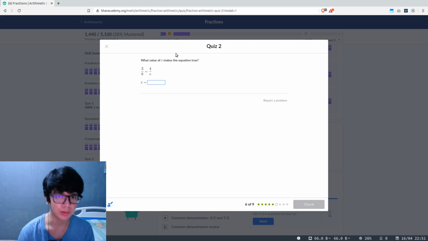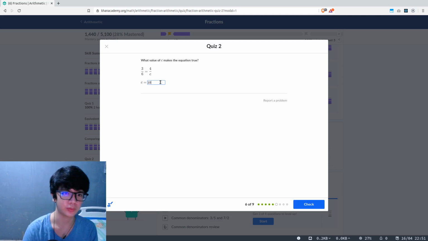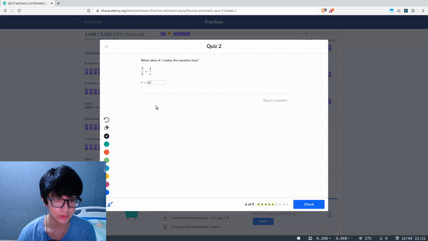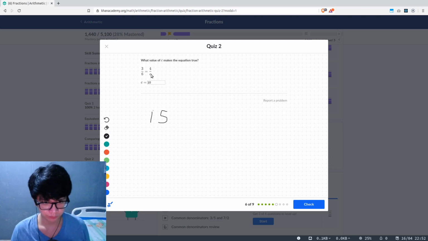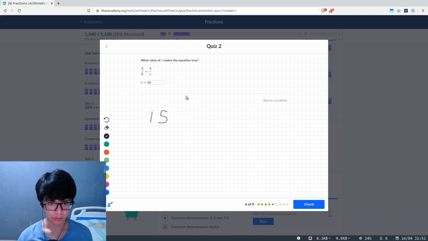What value of C makes the equation true? Is this supposed to be 10? Let's see. 6 and 10, 6, 10, 30. For that 30, we can do 5, 15. And for 10 to the 30, and 3, it's gonna be 12. Wow, it's not. This is pretty hard. Okay.